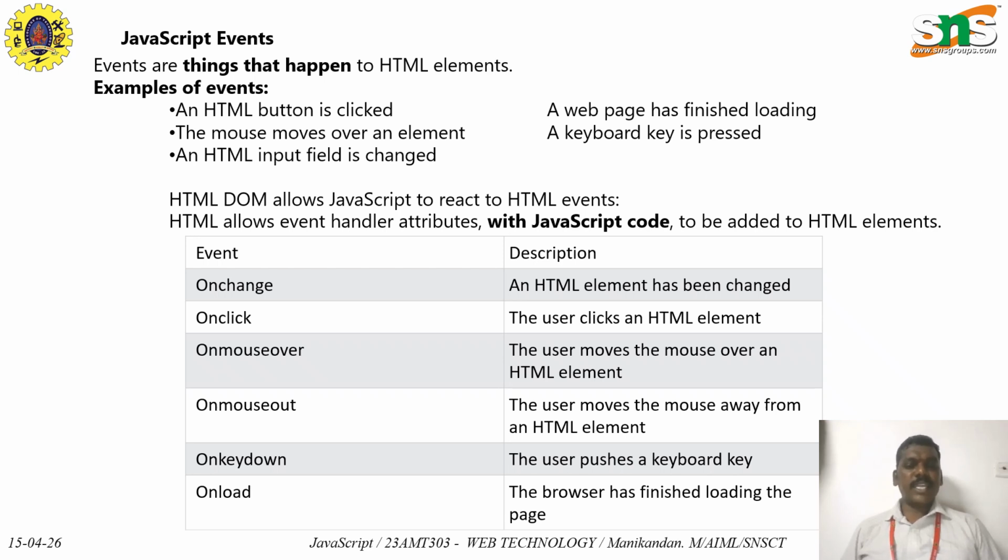Then onkeydown. When we are using a keyboard, if we press a key, it will occur as a keydown event. The last one is onload. With onload, the browser has finished loading the page. That is the onload functionality.